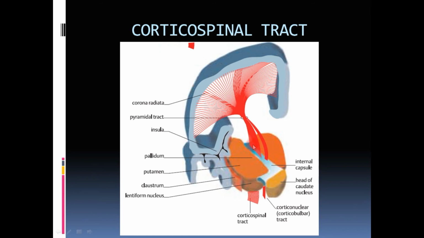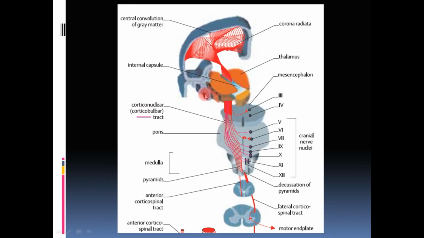It will affect more severely. In this corona radiata, if any lesion is there, it will only involve a certain small group of neurons. But if any lesion is present in the internal capsule due to stroke, the function of the corticospinal tract will suffer more. Now after the internal capsule, it enters the brain stem, where it gives rise to the corticobulbar tracts. We'll study later what the corticobulbar tracts are.